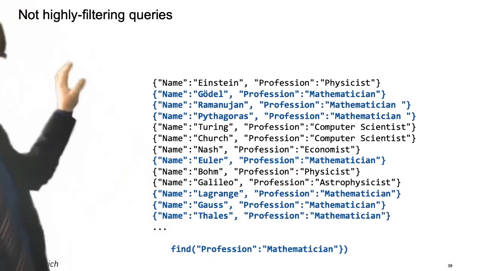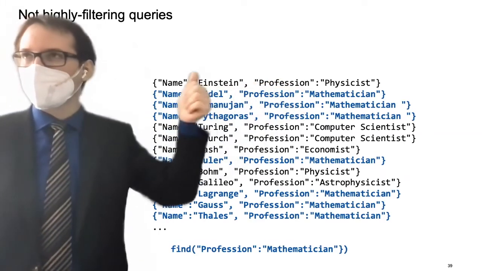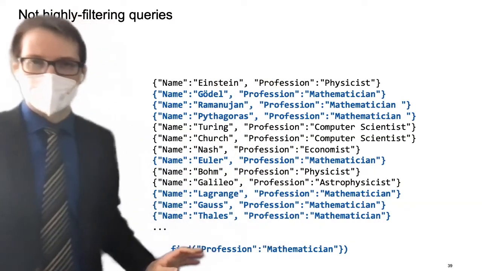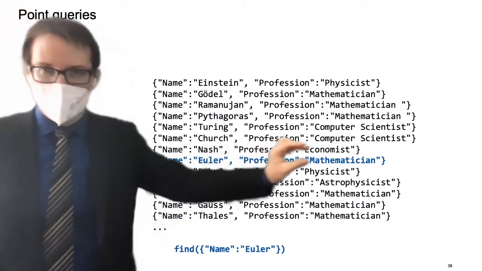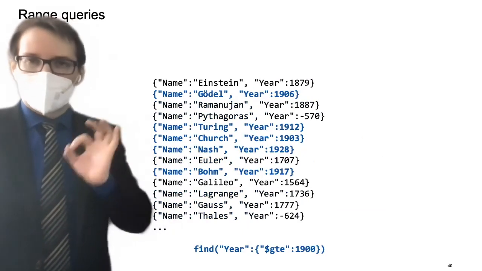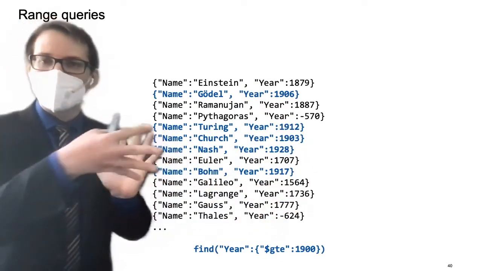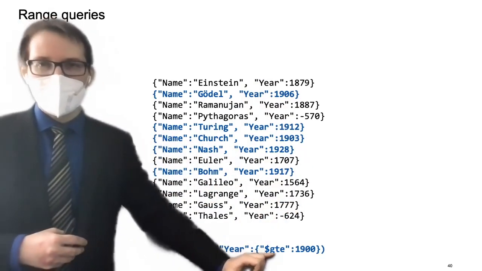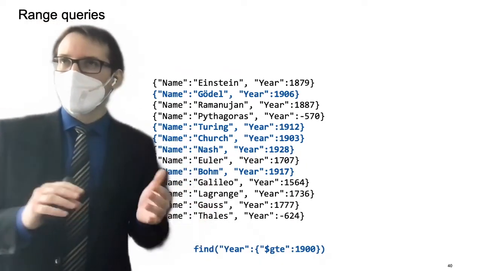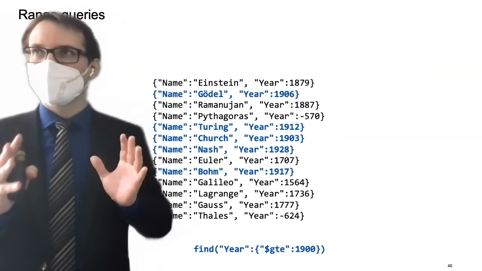There are also queries that are not highly filtering, like all the mathematicians, because then it's not going to be just one result, right? You may get 1,000 results out of the million in the collection. So that is a point query, and here it's not a highly filtering query. Then you have range queries. A range query is when you have, for example, numbers or years, and you look for intervals. For example, you say everything that is after 1900, everything that is before 2000, everything that is between 2000 and 2020. This is called a range query.